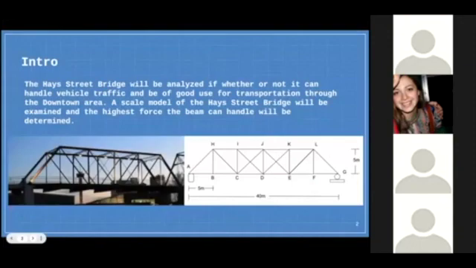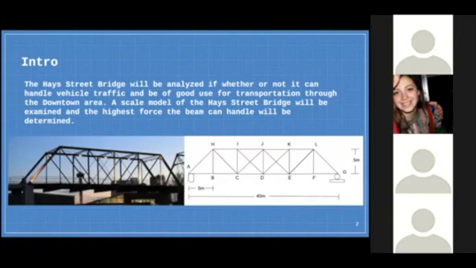Hello, I'm Alyssa, and for our project, we analyzed the Hayes Street Bridge and whether it can or cannot handle vehicle traffic. We believe that it can be a good use for transportation, especially in the busy downtown area. A scale model of the truss was examined, and the highest force or maximum load of the beam was calculated.